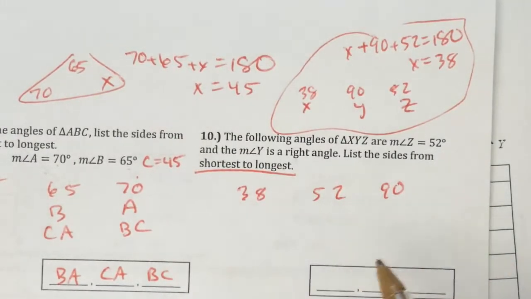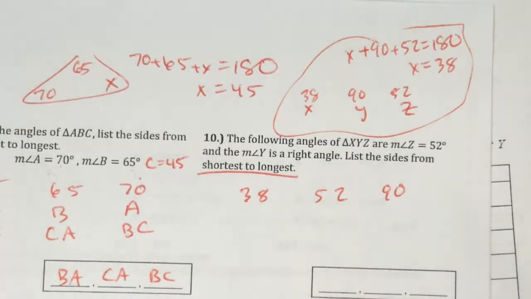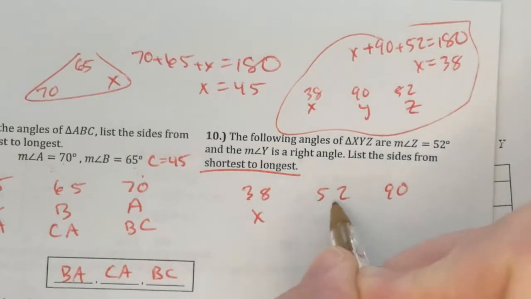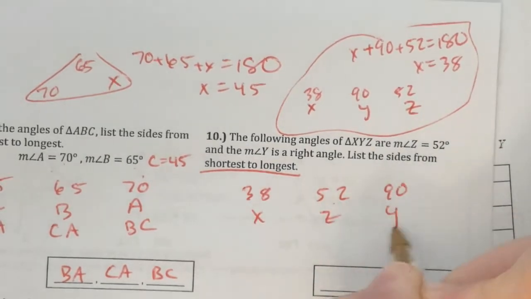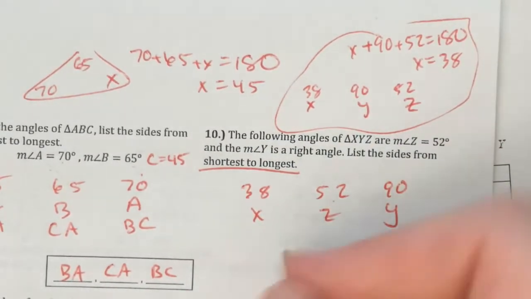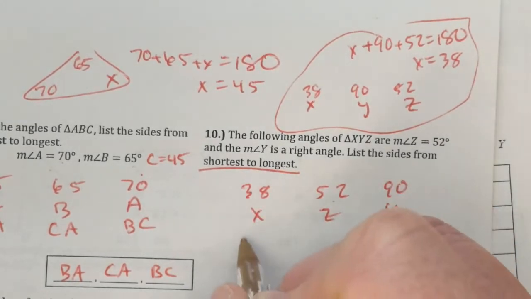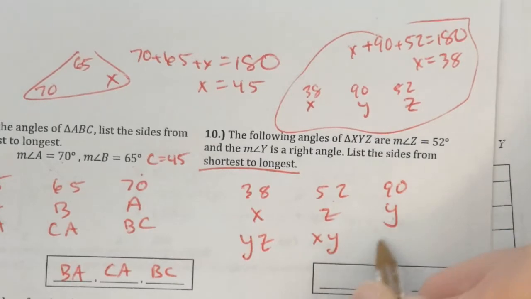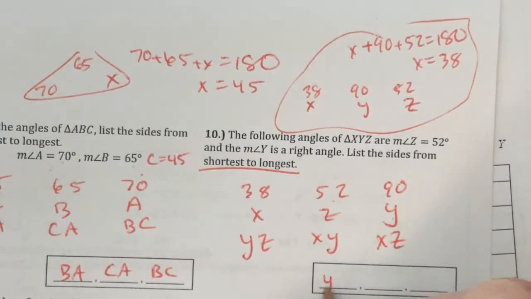So step 1 is put the numbers in order. Step 2, what do we have? Well, 38 was X, 52 was Z, and 90 was Y. And your last step is what are you missing? Okay, if I have x, y, z is missing. If I have z, x, y is missing. And if I have y, x, z is missing. And that right there is our answer.